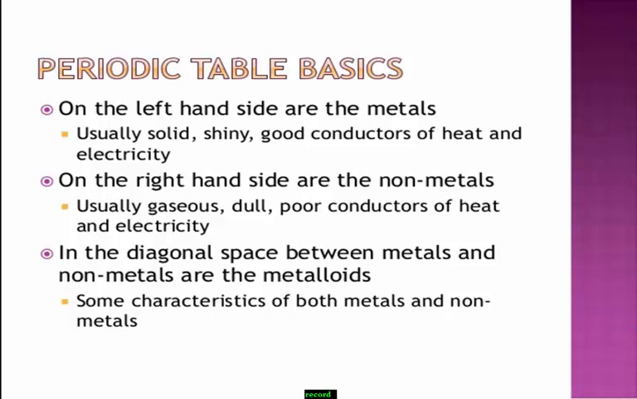Between these metals and non-metals, the metalloids are observed in the periodic table. What are metals, what are non-metals, and what are metalloids, we will see later. But now you remember only where the metals are present in the periodic table, where the non-metals are present, and where the metalloids appear. Metals are on the left hand side of the periodic table, non-metals are on the right hand side. Between these metals and non-metals, the metalloids take place.